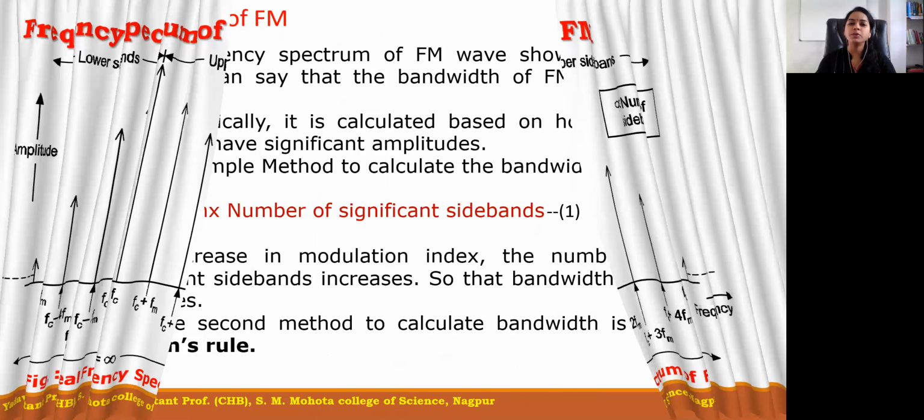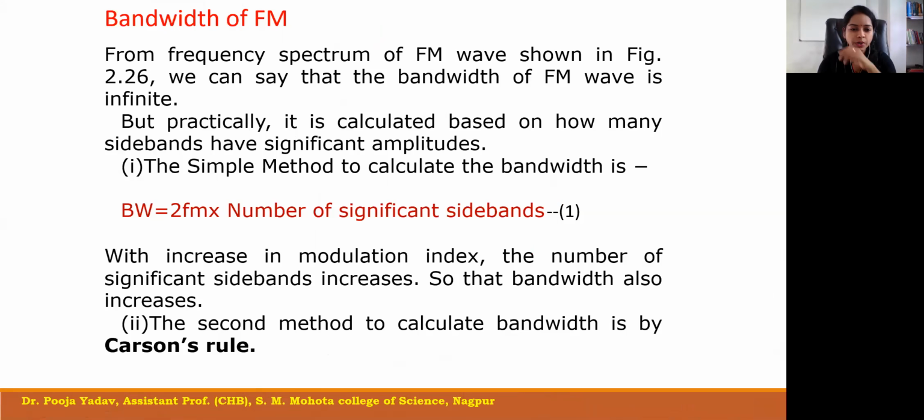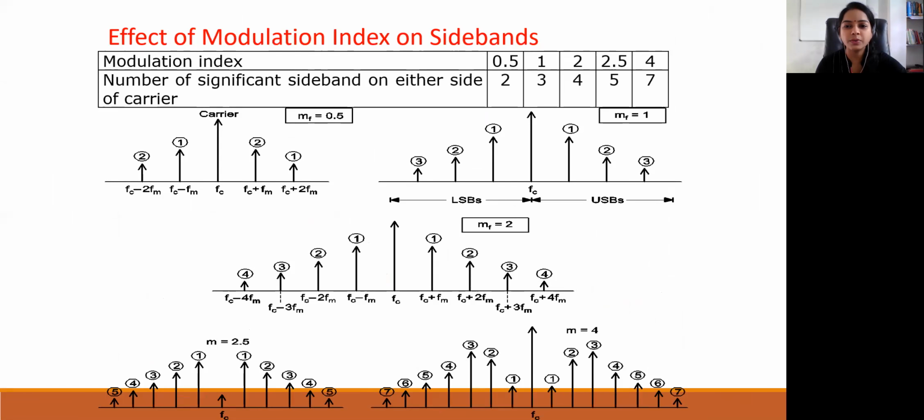Now what we are going to see is the bandwidth of frequency modulation. So it is defined as twice FM into the number of significant side bands. Means the frequency bandwidth of the frequency modulated signal is defined by the number of side bands. Okay, so how are we going to calculate this?